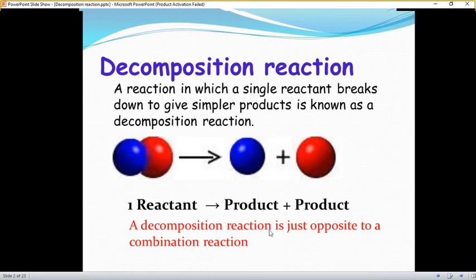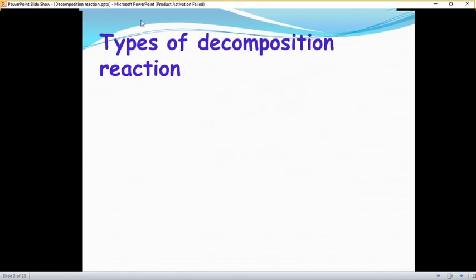So how does a decomposition reaction actually take place? If there is a single reactant, it has to break down, but can it break down on its own? I don't think so. It requires energy to break down into more than one product, and that energy may be supplied in different forms. Now let's look at types of decomposition reaction.